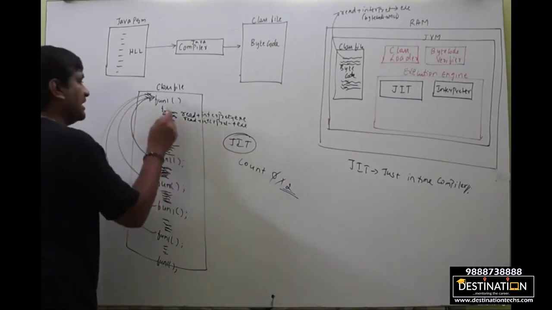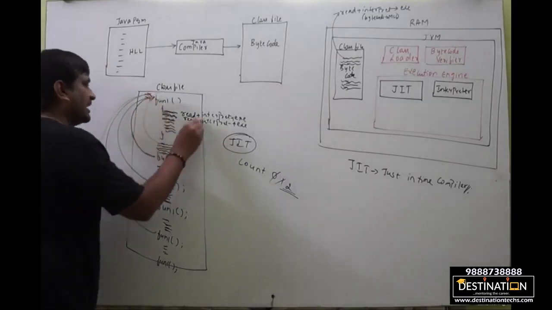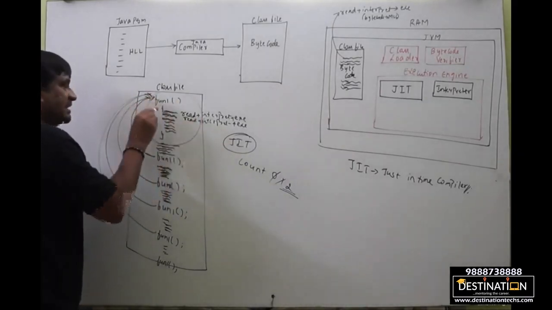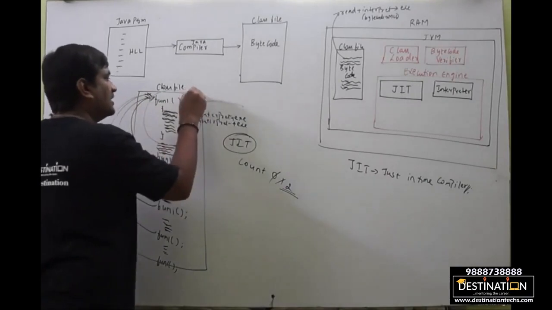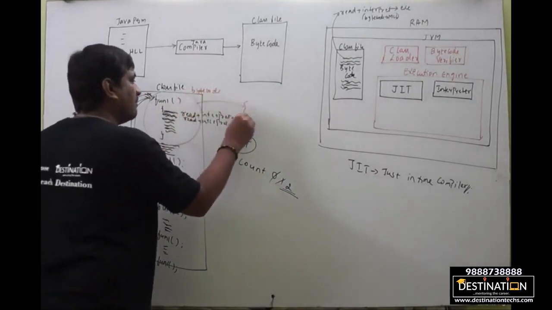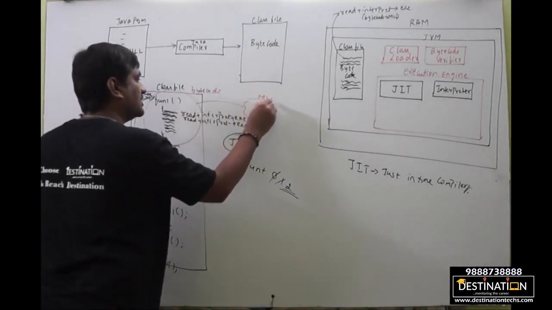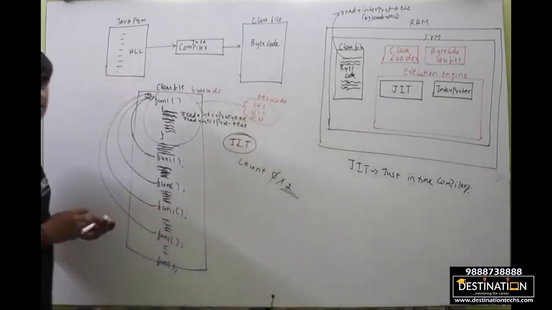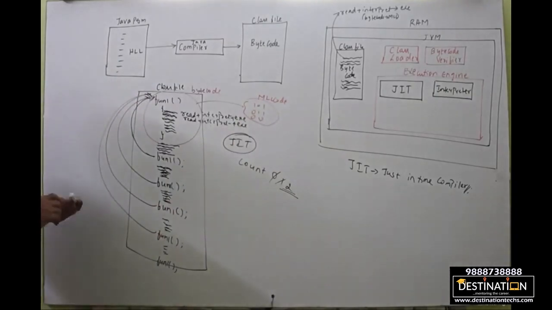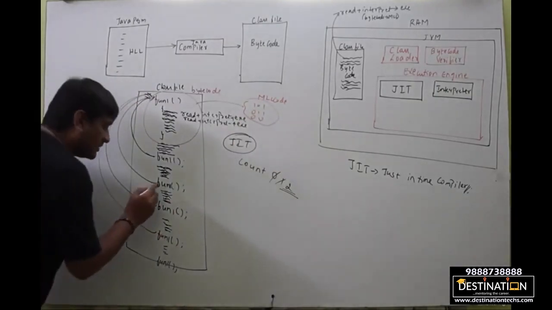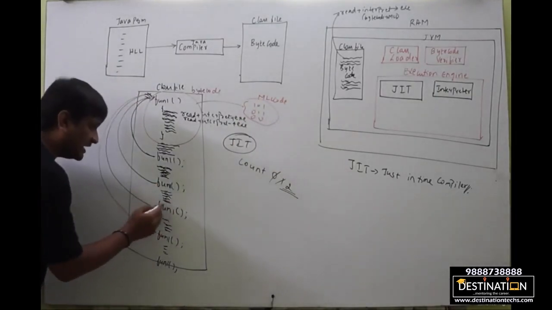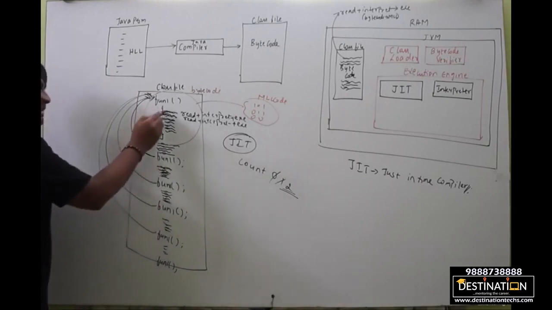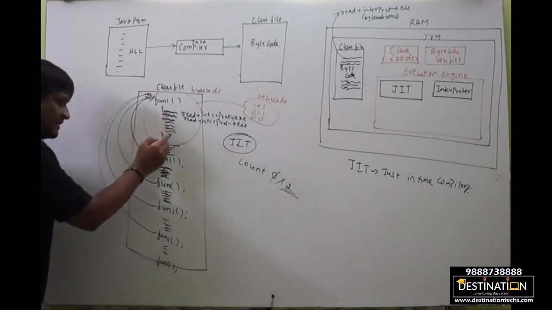Then what JIT will do is, JIT immediately converts this method, which is in the form of bytecode, into machine level code. It will convert. Immediately it will convert. Now, when I was calling for the second time, see here, this time it was executed line by line.